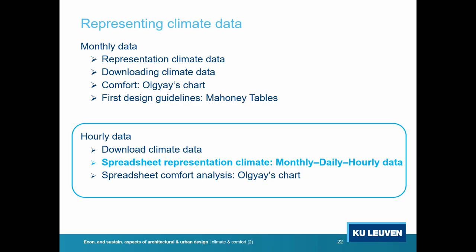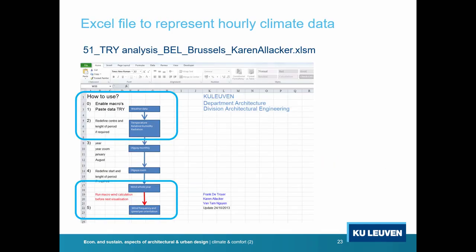So once we have the data now in separate columns, we're going to paste them in the Excel file that is provided. In the Excel file that is provided, it's called Test Reference Year Analysis. And here I put it for Brussels, but we'll need to replace the data by your data, of course. The Excel file consists of different tabs, which you will find at the bottom of the file. The first one is explaining what you need to do, what's in the file.